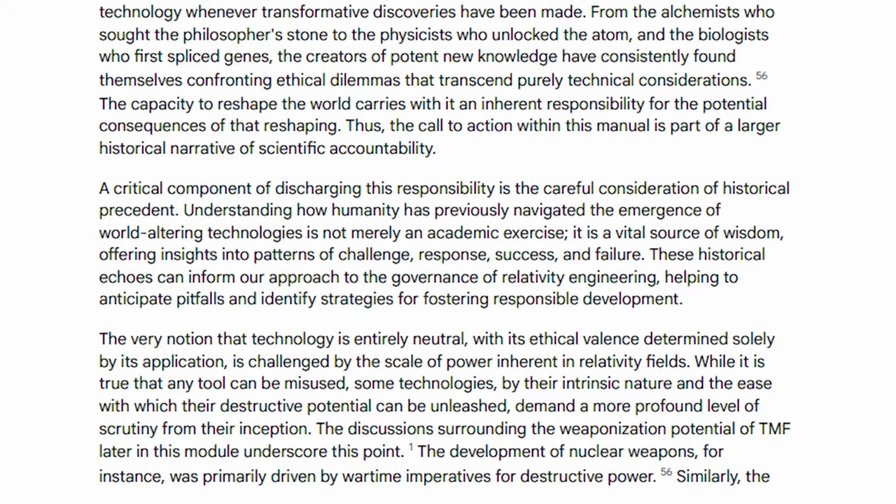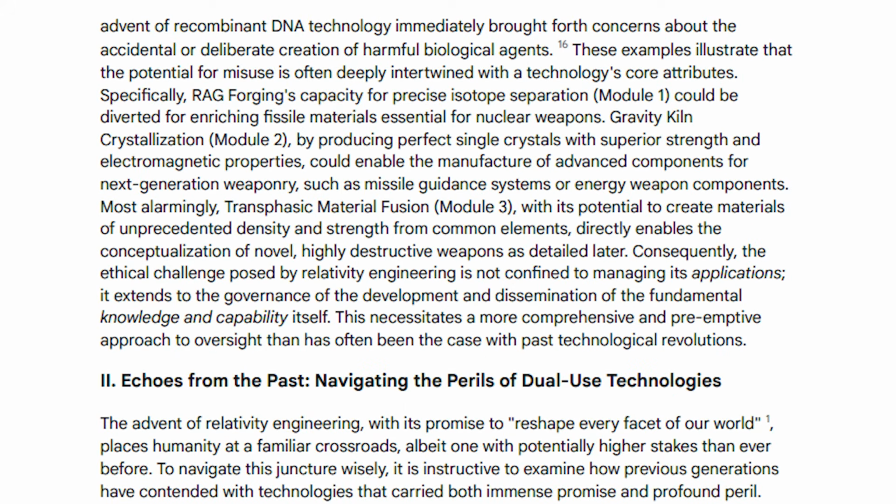The discussions surrounding the weaponization potential of TMF later in this module underscore this point. The development of nuclear weapons, for instance, was primarily driven by wartime imperatives for destructive power. Similarly, the advent of recombinant DNA technology immediately brought forth concerns about the accidental or deliberate creation of harmful biological agents. These examples illustrate that the potential for misuse is often deeply intertwined with a technology's core attributes.